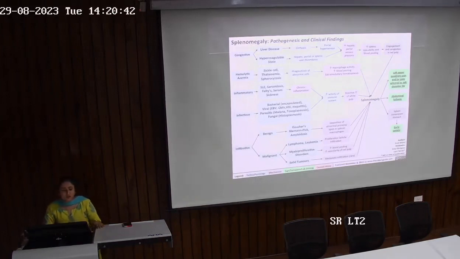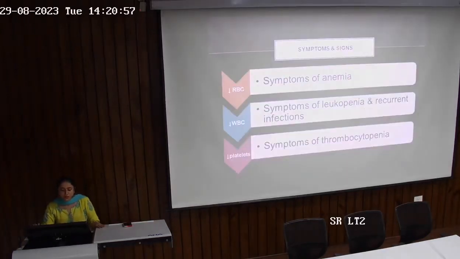And when there is splenomegaly, the patient will complain of pain in the left upper quadrant, and there will be abdominal fullness, which will lead to early satiety. Now signs and symptoms. A decrease in RBCs is a symptom of anemia. Then a decrease in WBCs is a symptom of leukopenia or recurrent infection. A decrease in platelets is a symptom of thrombocytopenia.